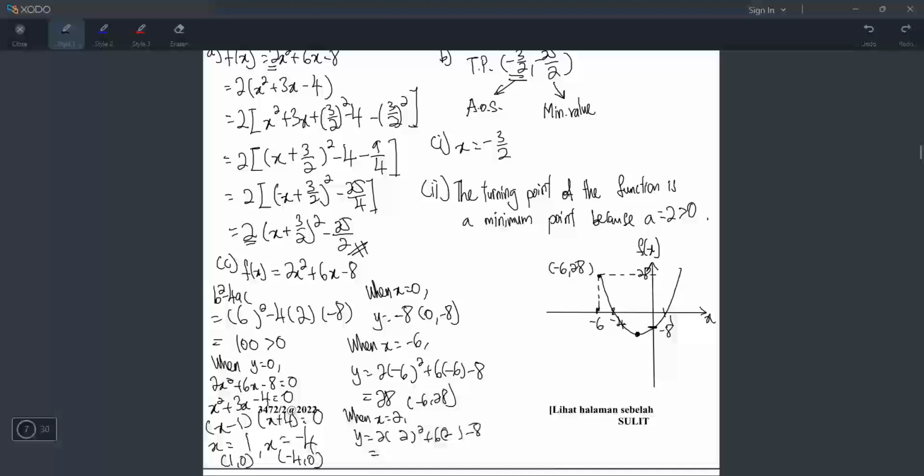Now I press in my calculator. Okay, let's press 2 bracket 2 close bracket square plus 12 minus 8. Okay, I was pressing earlier and the calculator gave me 12. So the point here is 2, 12. So now we can go to my ending point 2, 12. So where is 2? Okay, this is 1, right? This is 1. So where is the 2?